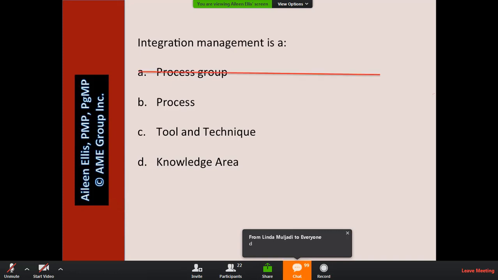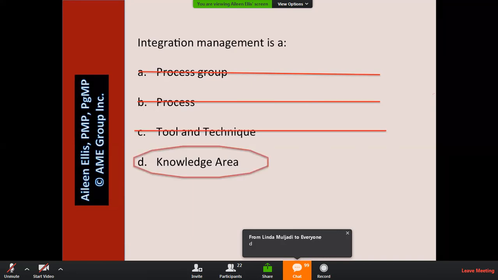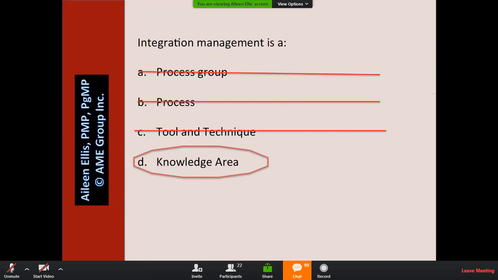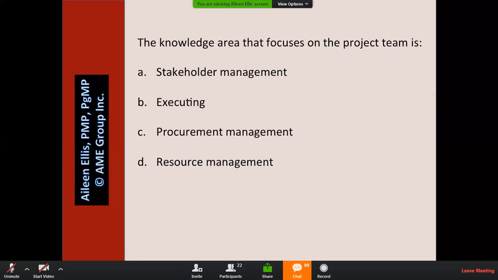So integration management is not a process group or a process or a tool and technique. Integration management is a knowledge area. Some of you may be asking right now, are the questions on the exam this easy? The answer is absolutely not. These questions today are not representative of the PMP exam. But if we don't know the answers to these questions, then we won't get the real questions right. So we've got to have this basic knowledge first. So integration management is a knowledge area.